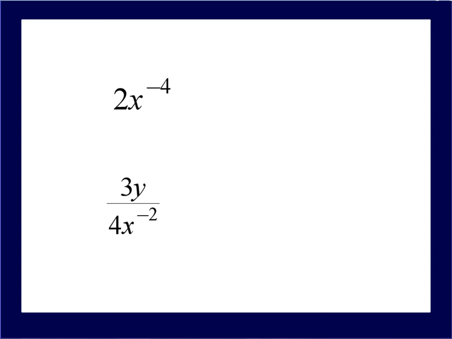If I have 2 times x to the -4th, it's only x that's getting taken to the power. 2 doesn't have a power other than 1 on it. So the 2 stays where it is in the numerator, and the x to the -4th gets taken to the denominator to become x to the +4th power.